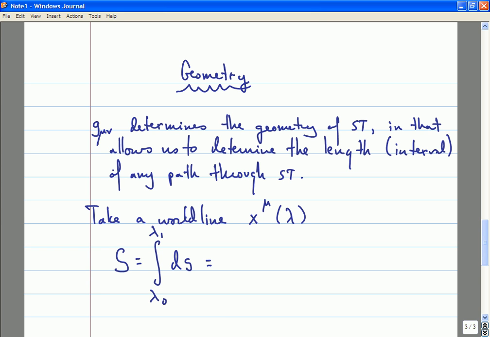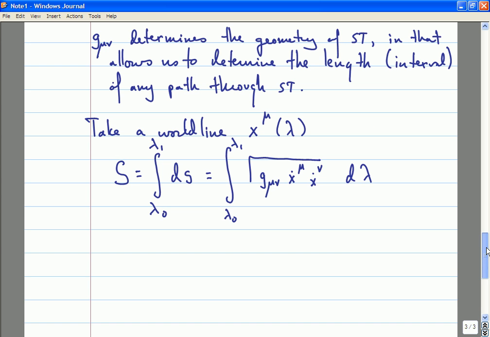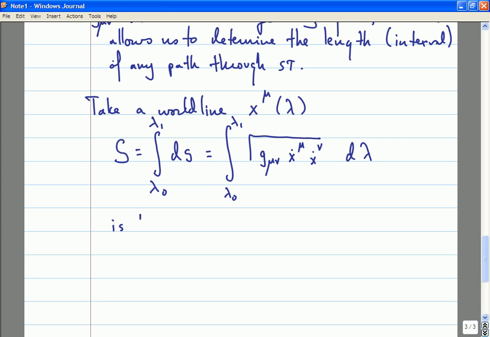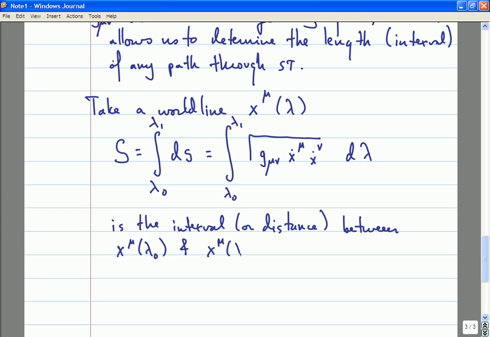Well, we just integrate. So let's say we're interested in beginning at a point lambda naught and ending at a point lambda 1. Then we just integrate that line element ds. What was ds? ds was the square root of g_mu nu dx^mu dx^nu. Or if we want to write this as an integral d lambda, it would be the integral of the square root of g_mu nu dx^mu/d lambda times dx^nu/d lambda, all integrated d lambda. So this is the interval or distance between the two points, x^mu of lambda naught and x^mu of lambda 1, as measured along the path that we're looking at, along the world line x^mu of lambda.